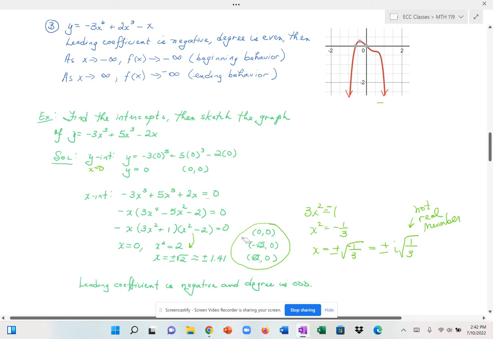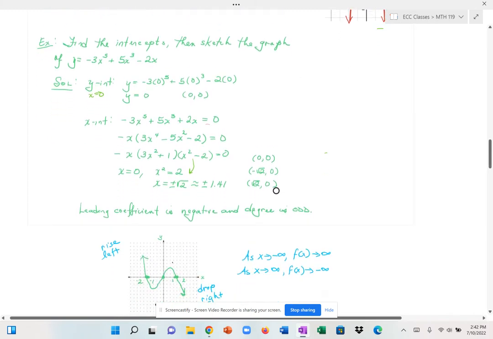Okay, and then again, so that I'm sure that I have a good picture, I'm going to use what we learned together in this chart above. The leading coefficient is negative and the degree is odd. So this should be rising to the right and dropping to the left. It would do something like this. Something else is going on in the middle, but this is the beginning and ending behavior.